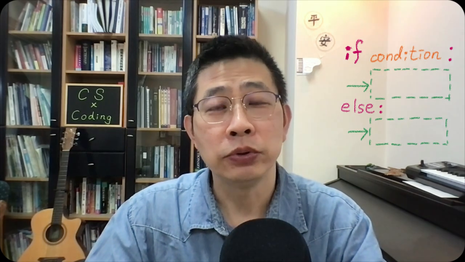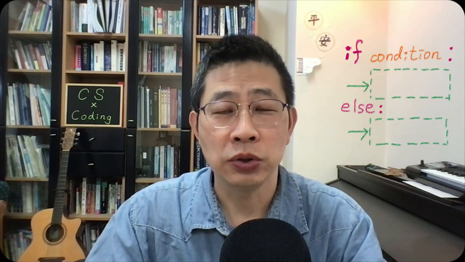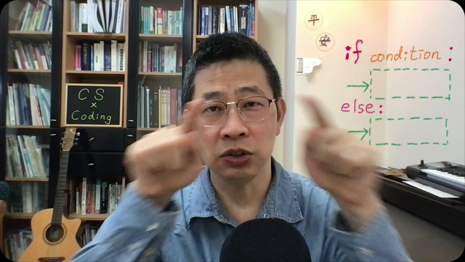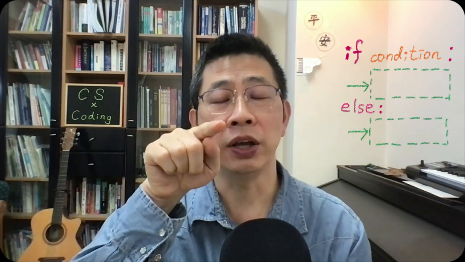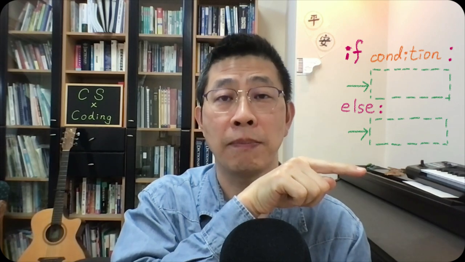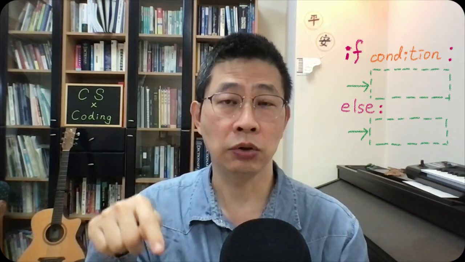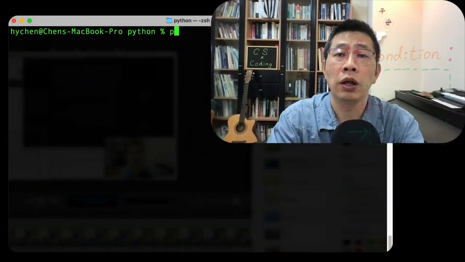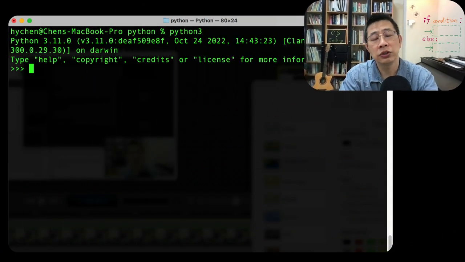Hello, welcome back. Today we want to talk about the Boolean and how to use a conditional command, the if command, to make a decision, to make a program branch. Maybe go this direction if true, or if not true, go to another part. So first, let's run our Python interpreter.